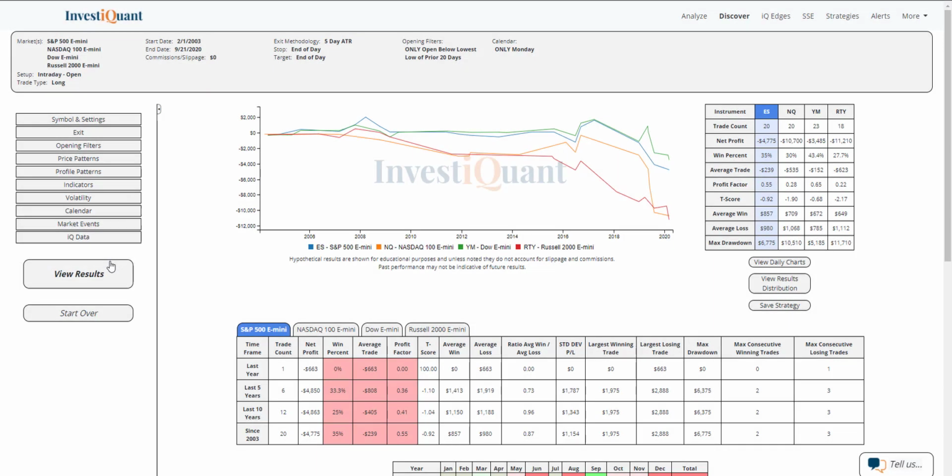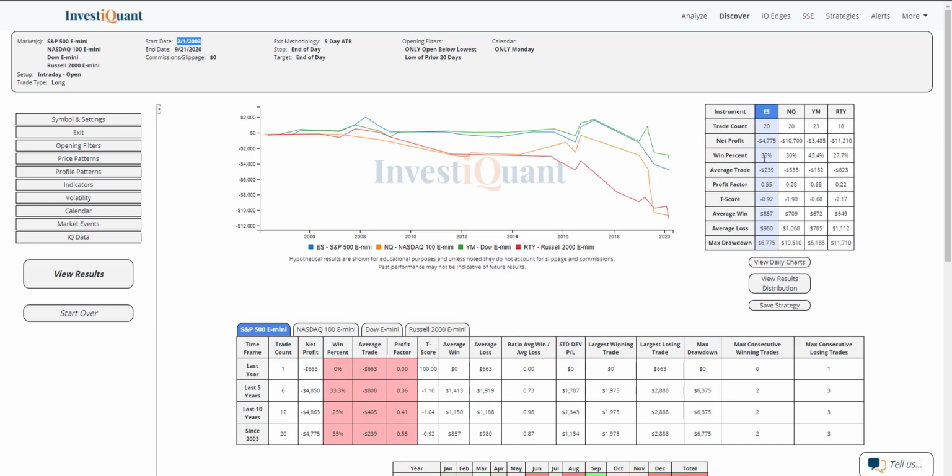And here we go. So these are the results of going long at the open, 9:30 a.m. Eastern Time, exiting at the close, 4:15 p.m. Eastern Time, when it is Monday and you are opening below the lowest low of the prior 20 days. Now, historically, this has happened 20 times in the S&P dating back to 2003. The same sample count there in the NASDAQ of 20, 23 in the Dow, 18 in the Russell. So pretty similar samples here across all four instruments.